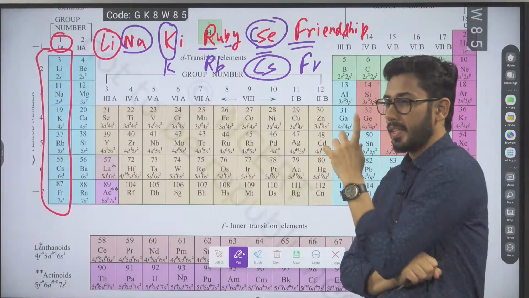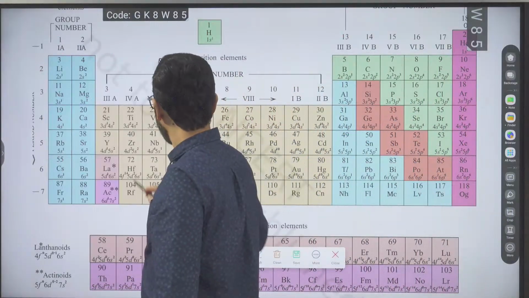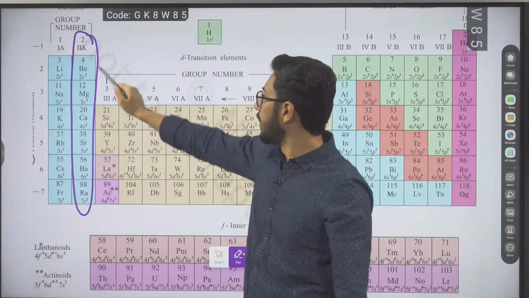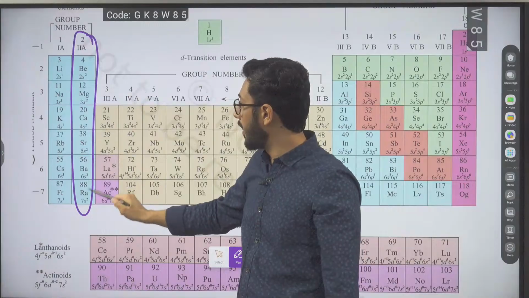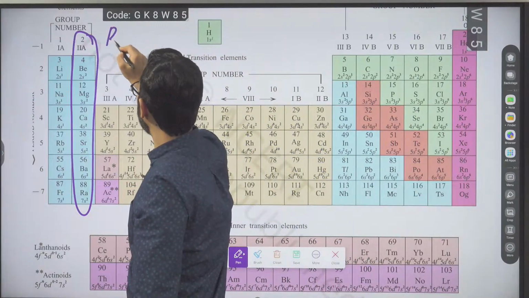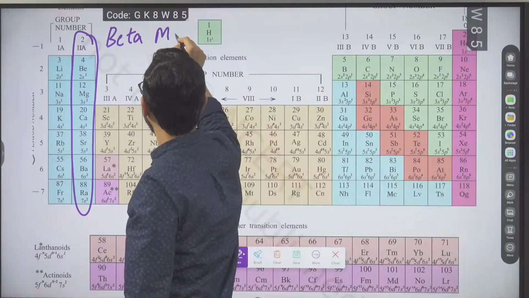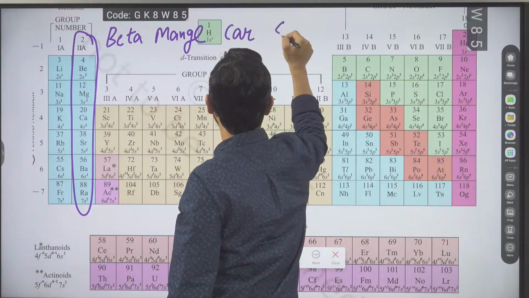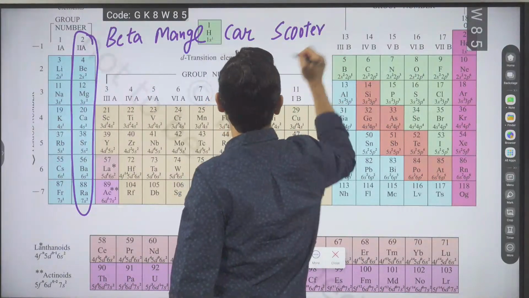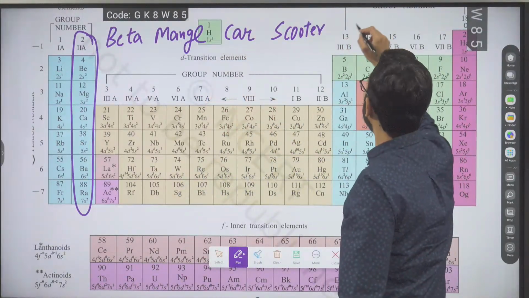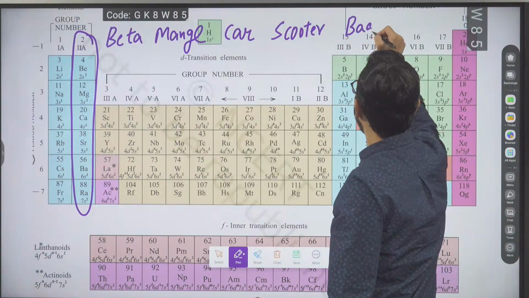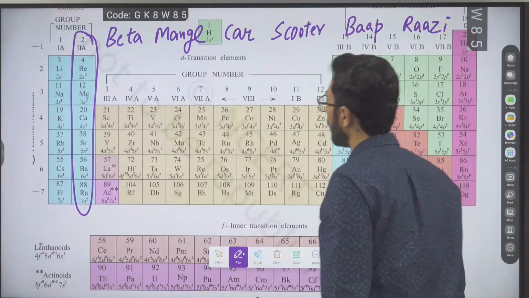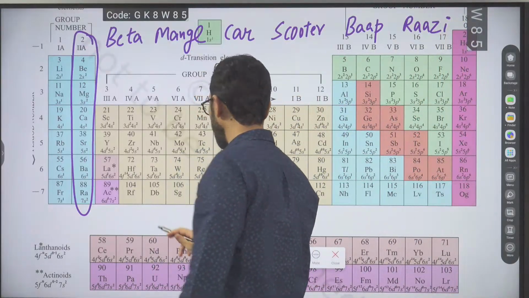Okay. Second one is group 2 elements. Beryllium, magnesium, calcium, strontium, barium and radium. So here the mnemonic will be Beta, Mange, Car, Scooter or Scooty, whichever you say. Sr we want. Scooter, Baap, Raaji. So from this mnemonic we will extract which term?